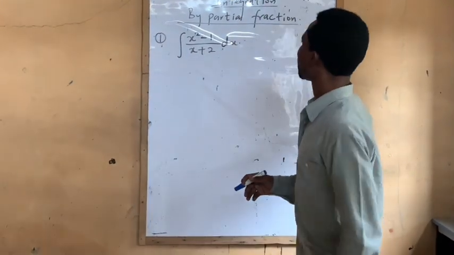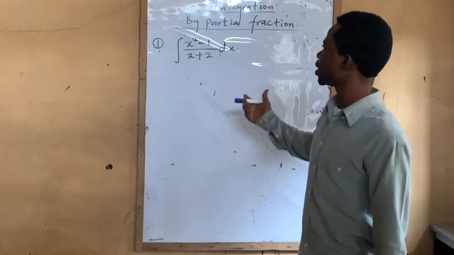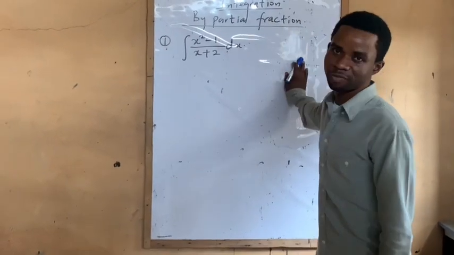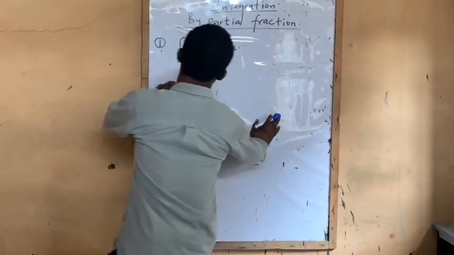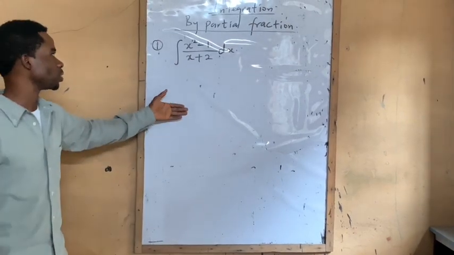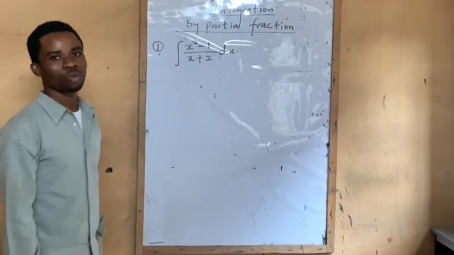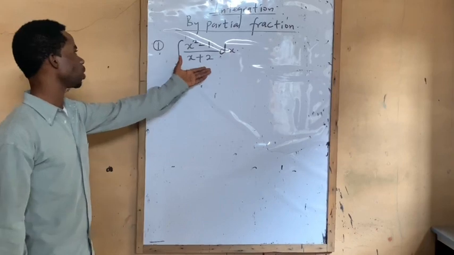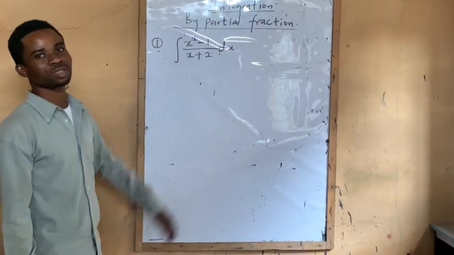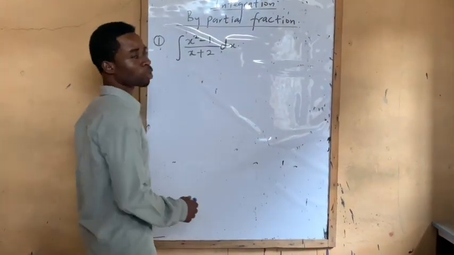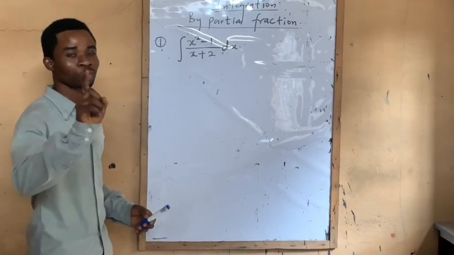Now today, I'm going to be explaining integration by partial fractions. When you have this kind of integration by partial fractions, what do you do? Because you cannot actually factorize this. So what you do, you're going to apply division of polynomials first.